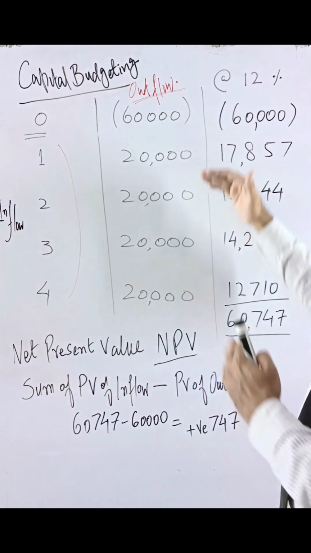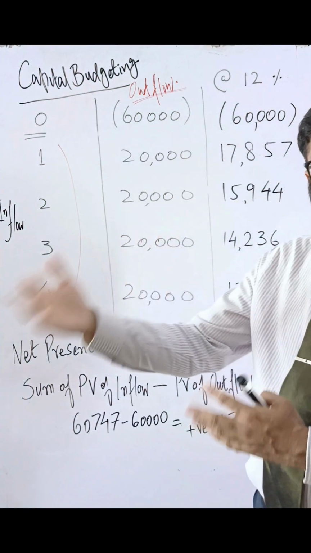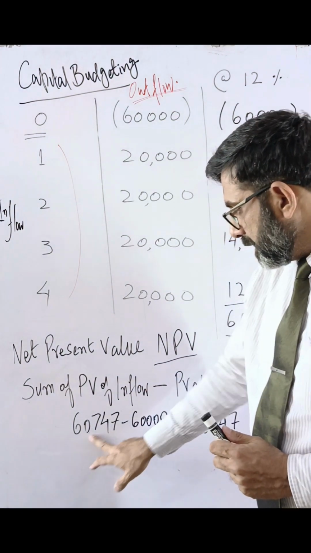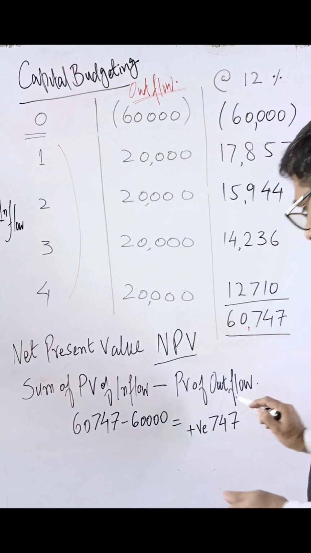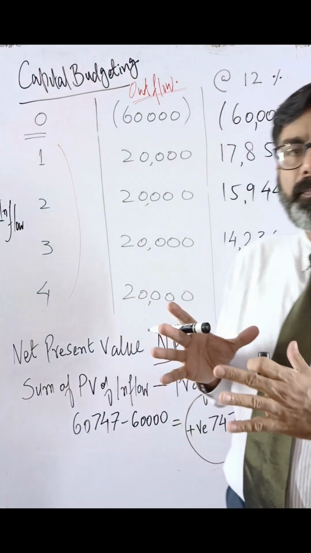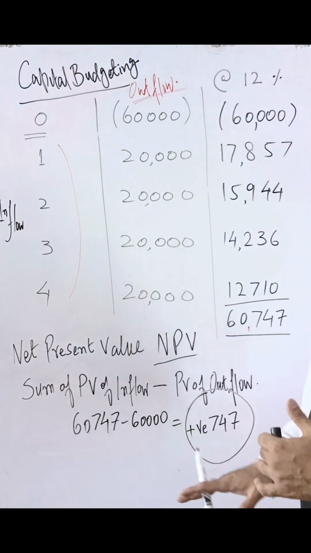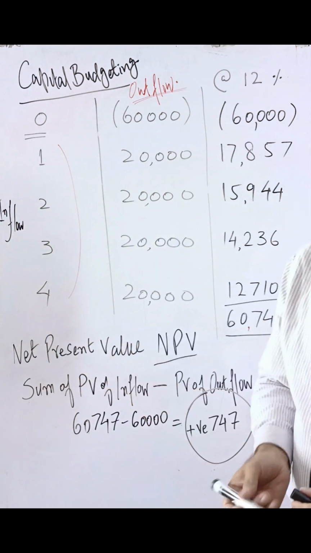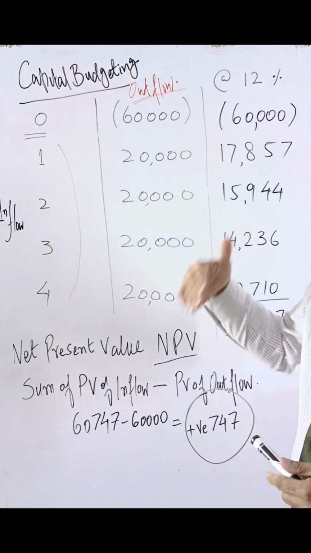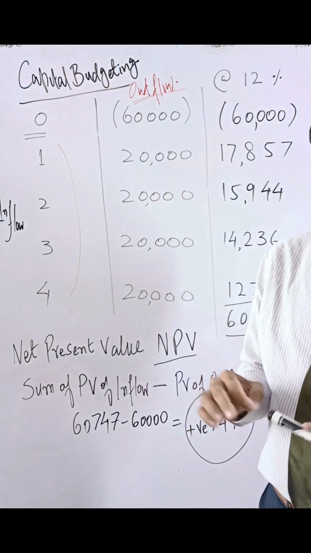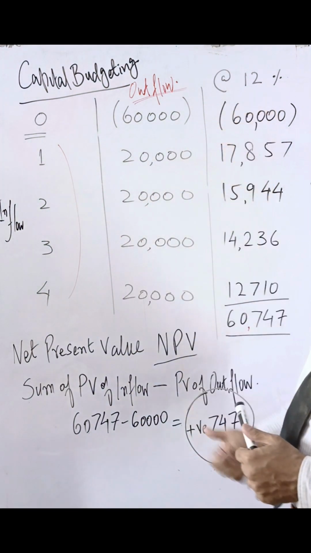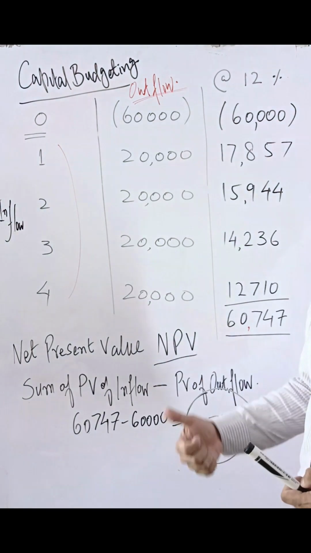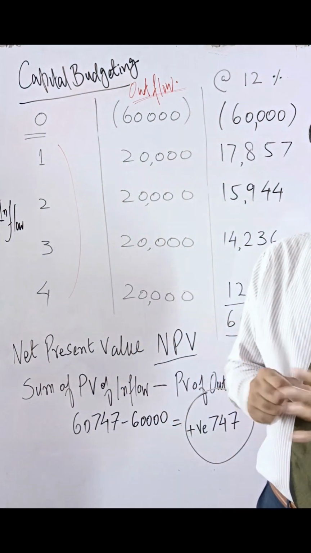And how much is the outflow? The outflow is 60,000. Outflow we are paying and inflow we are getting, so if we subtract, the net present value we get is 60,747 minus 60,000. So the answer is 747 as a positive value. Positive means this project is giving a 12% return and even more than that. Our required rate of return or discount rate is 12%, but this project is giving us 12% plus something extra. So a positive value means this project should be accepted.